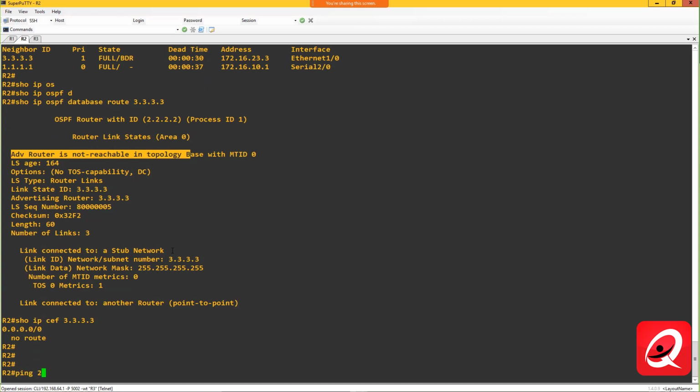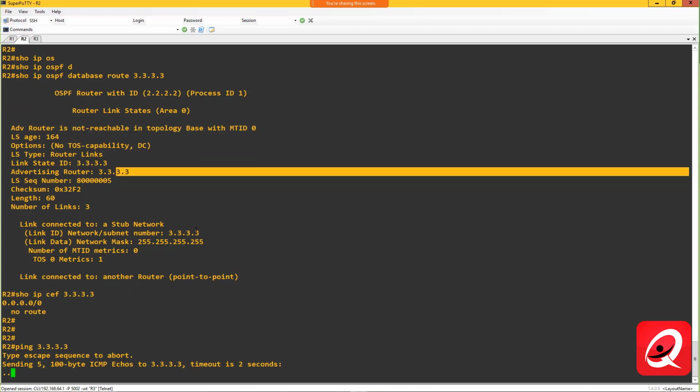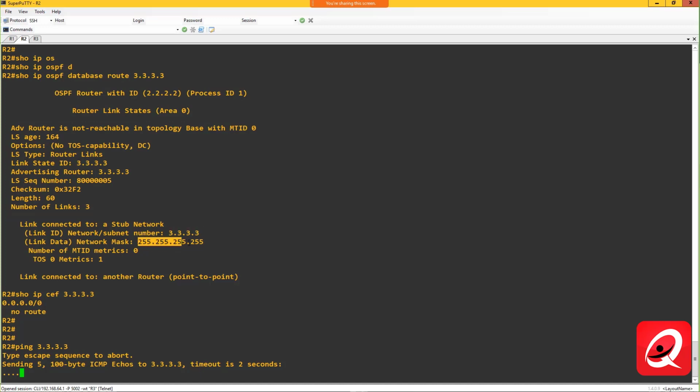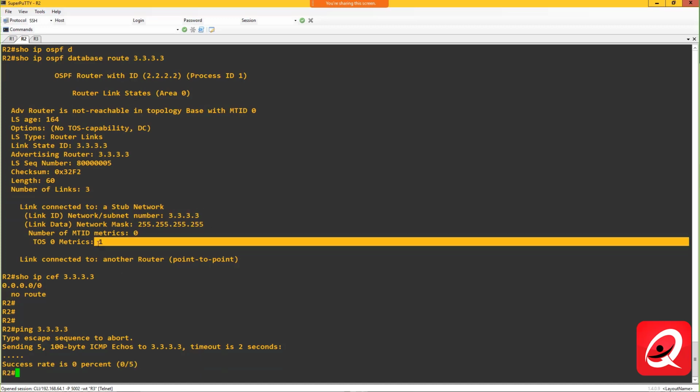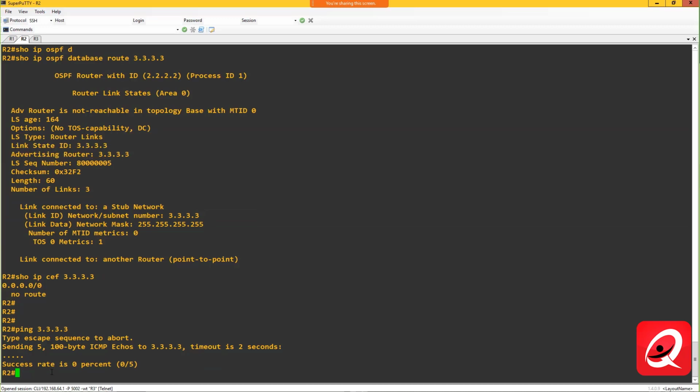Okay, so I can't ping 3.3.3.3. I'm receiving an update about that network. So there's the address, there's the mask, there's even the metric, and I'm getting that from router 3, but I can't route to it because it's not resolvable in the topology because of the mismatched network types.